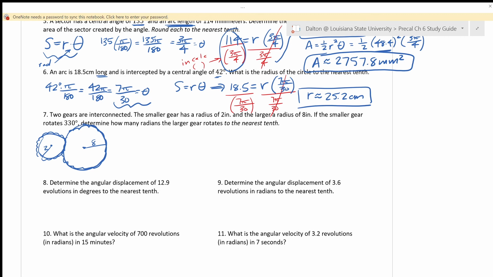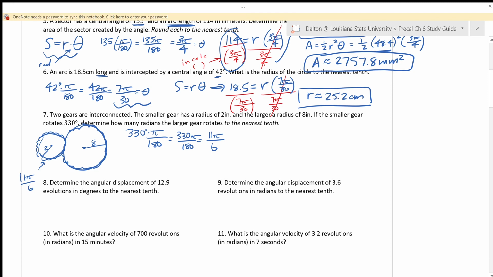So what you have to realize is, what I kind of imagined was, if my gears were sitting on a table, or sitting on an ink pad, and I spun the little gear 330 degrees, which maybe let's go ahead and change to radians, since we know we're going to have to anyway. 330 degrees into radians will be times pi over 180, and 330 pi over 180 is equal to 11 pi over 6. So this one is spinning at 11 pi over 6 radians.